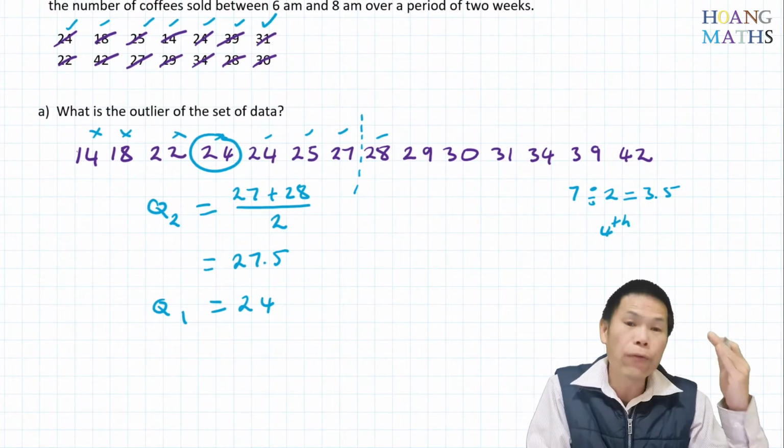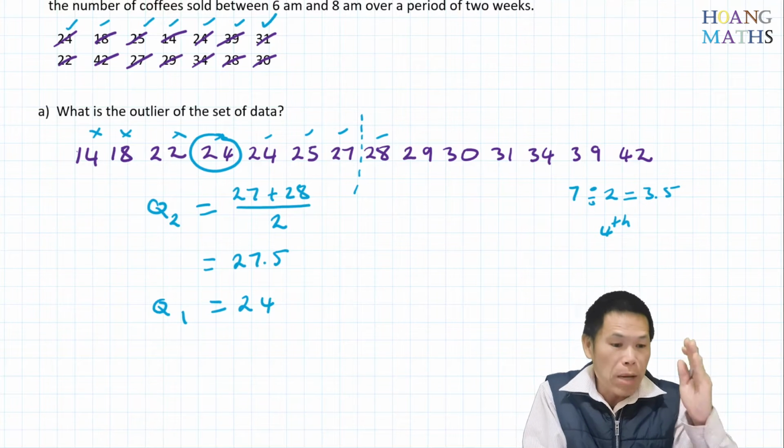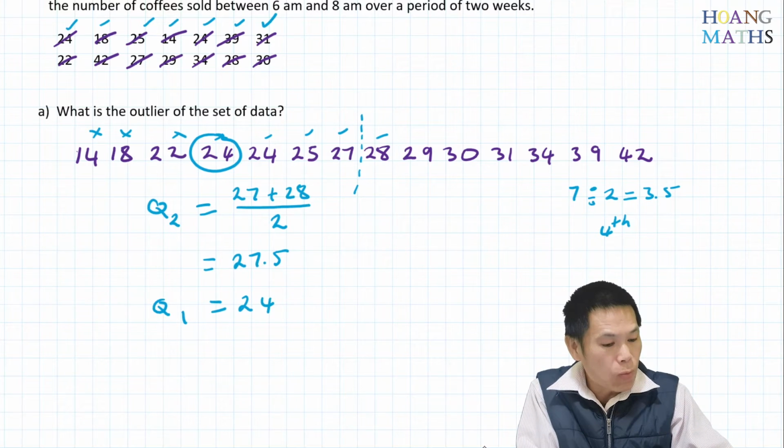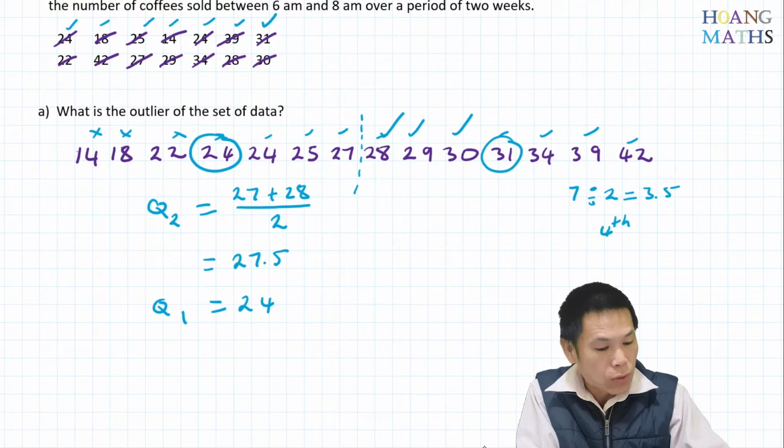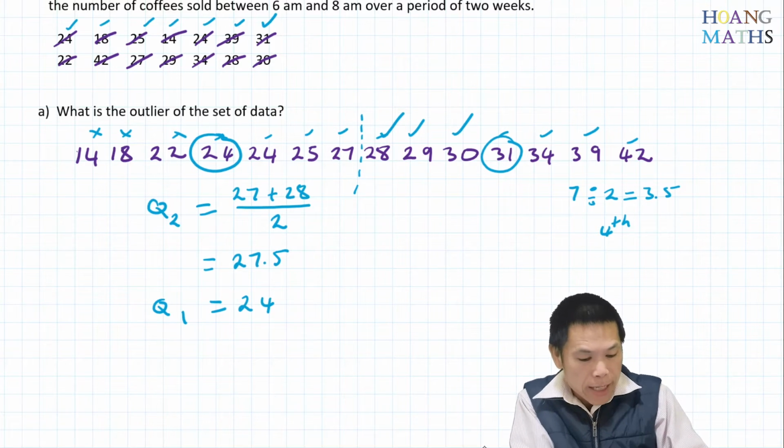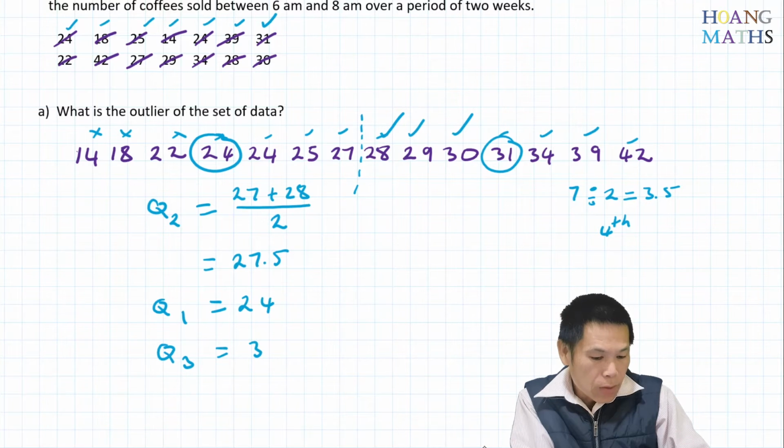And to work out Q3, we do it in exactly the same manner. We already know it is the fourth score because they're symmetrical. So the fourth score is 1, 2, 3, 4. There you go. Otherwise, 1, 2, 3, 4. The same. So Q3 equals 31.